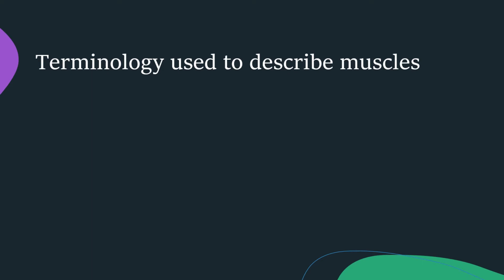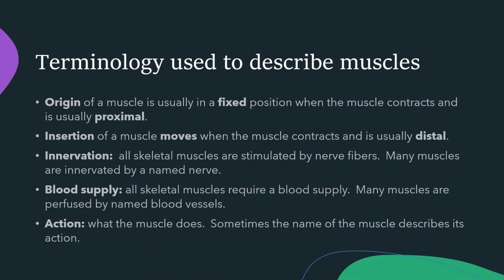Here's common terminology that's used to describe muscle. Every muscle has an origin, and this origin is usually in a fixed position when the muscle contracts, and the origin is usually proximal. The insertion of a muscle moves when the muscle contracts, and the insertion is usually distal.